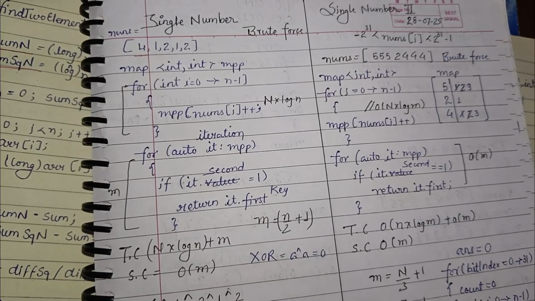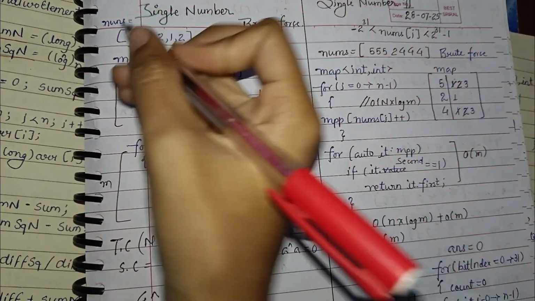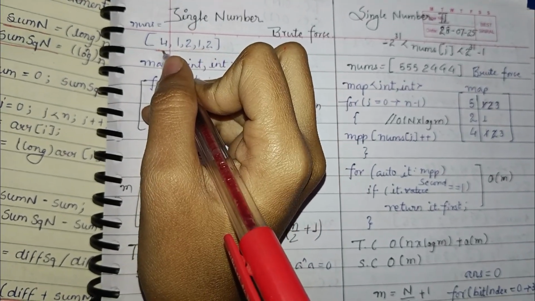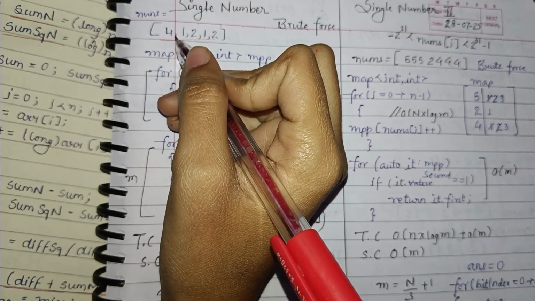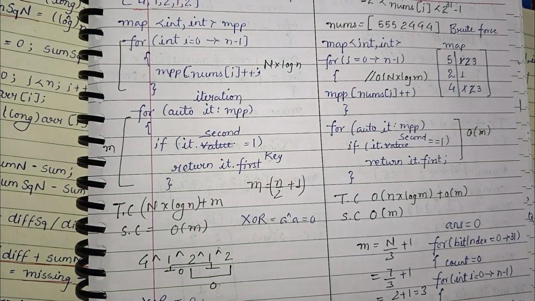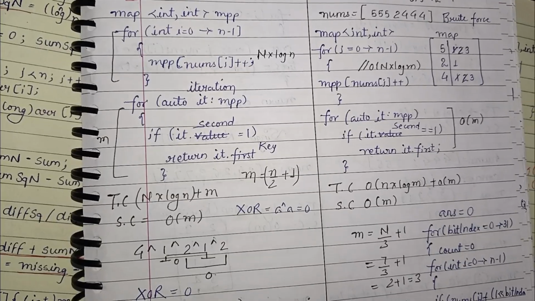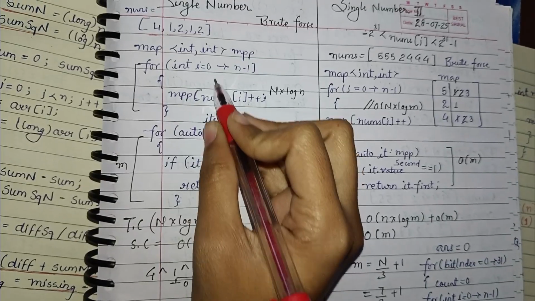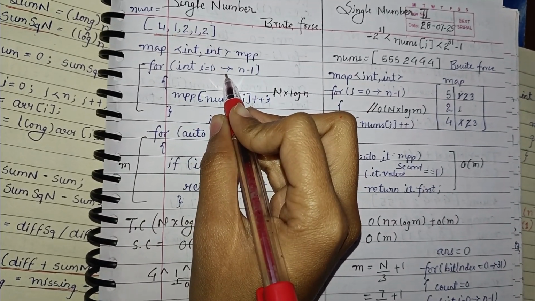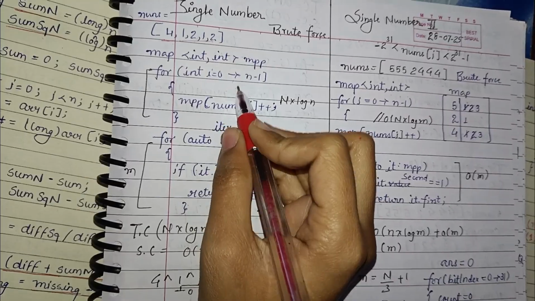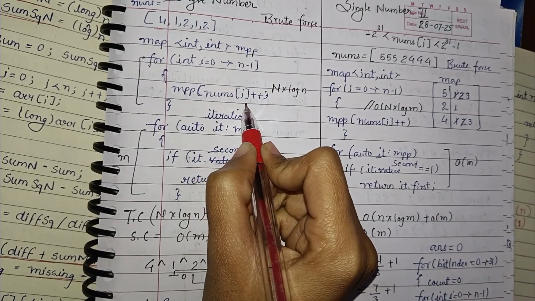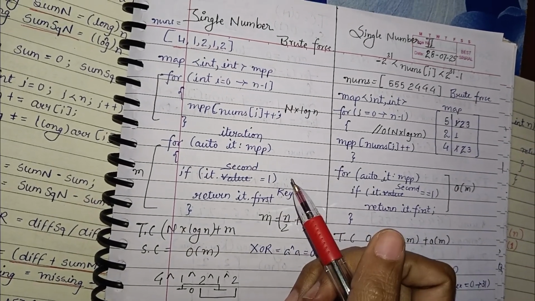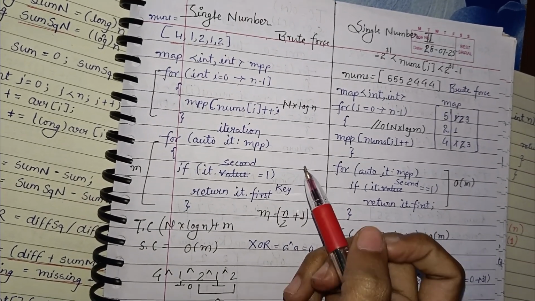So we are solving the single number problem. We are given an array where every element appears twice except one. Our task is to find the element that appears only once. So, the first is brute force. First, we create a hash map to store the frequency of each element. Now we traverse the array. For each element, we update its count in the hash map. If the element is already present, we increase the count, otherwise we insert it with frequency 1.